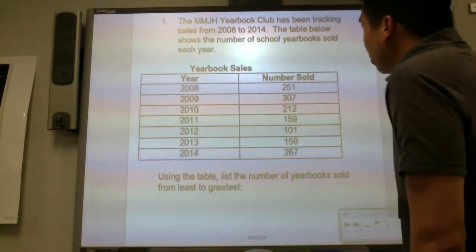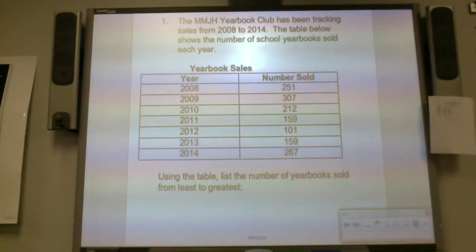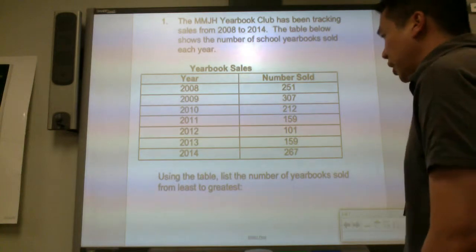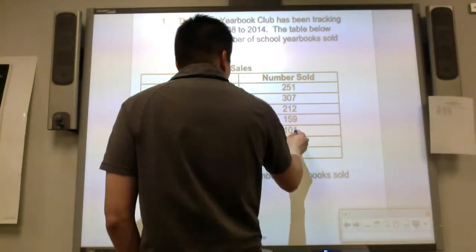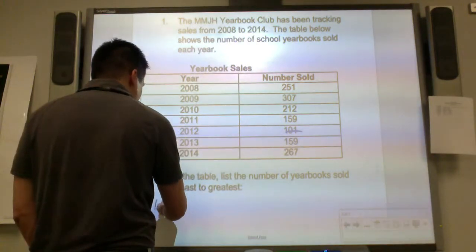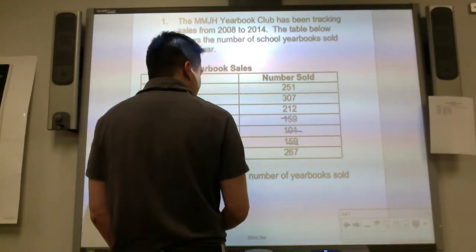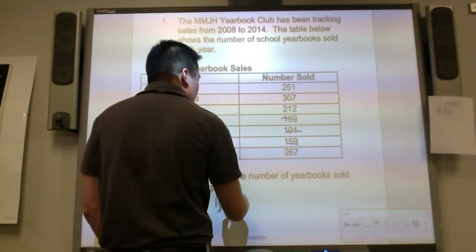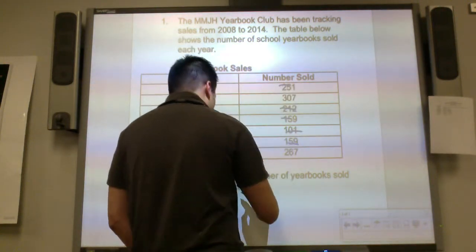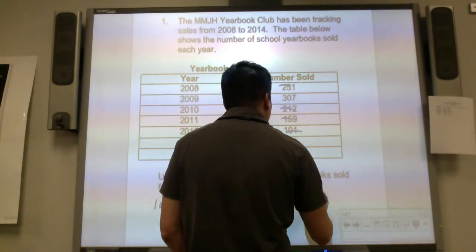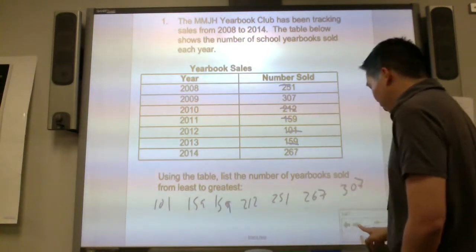The McMean Junior High Yearbook Class has been tracking sales from 2008 to 2014. The table below shows the number of school yearbooks sold each year. Using the table, list the number of yearbooks sold from least to greatest. Well, 101 is the least. Must be the economy or something. We have 159 twice. Then we have 212, 251, 267, and 307. So I put them from least to greatest.